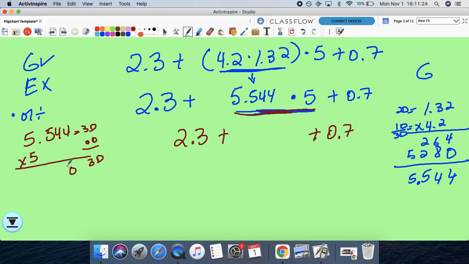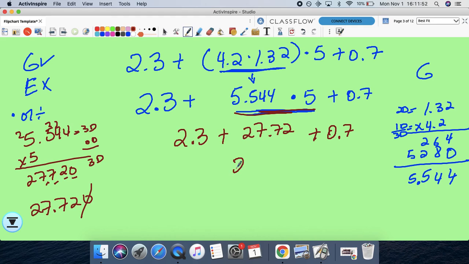5 times 4 is 20. Carry 2. 5 times 4 is 20. Plus 2 is 22. Carry 2 again. 5 times 5 is 25. Plus 2 is 27. And again, 27. My answer is going to have 3 decimal places. 1, 2, 3. 27.720. But that 0 we can take away. 27.72 is our answer.